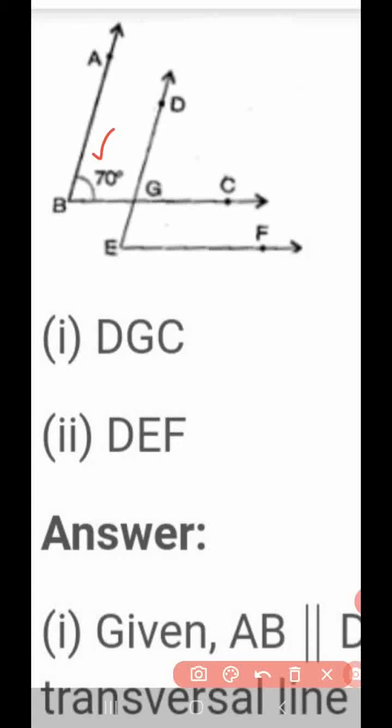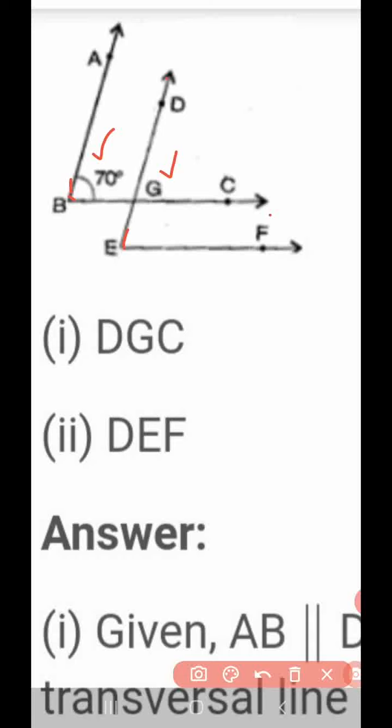AB and ED are parallel lines and BC is the transversal. So this angle and these angles are equal. Therefore, G is also 70 degrees.